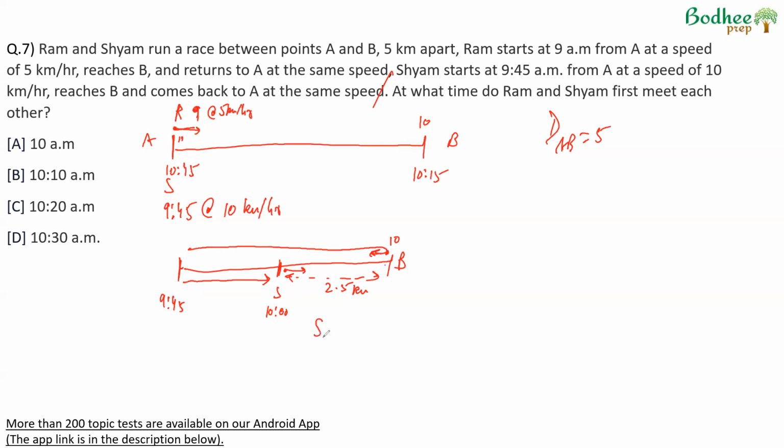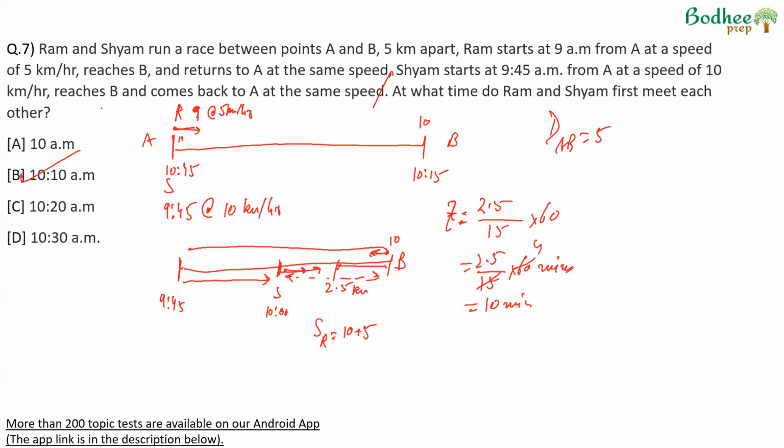So the relative speed will be 10 plus 5. And therefore, time taken to meet will be distance 2.5 upon relative speed 15. This will be in hours, kilometers upon kilometers per hour. So multiply by 60 for minutes. 2.5 on 15 into 60 minutes. 15 fours are 60, so 10. This is after 10 o'clock. So when they meet for the first time, the time would be 10:10 a.m.